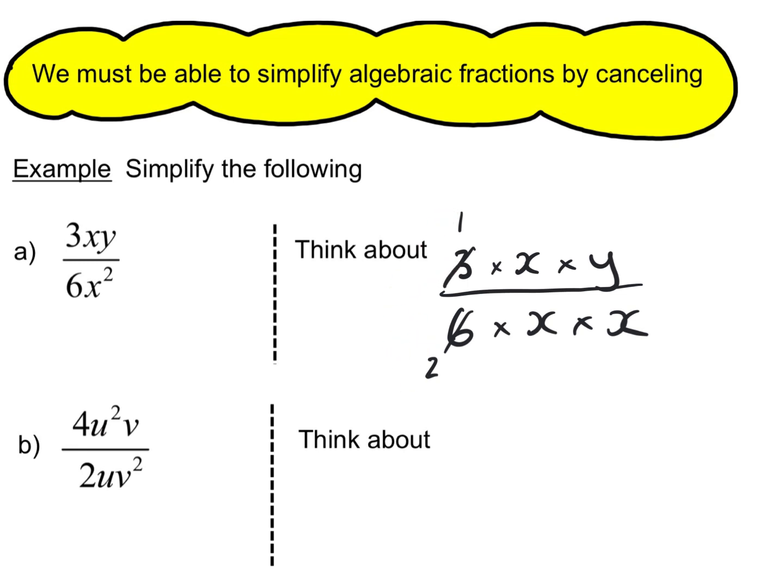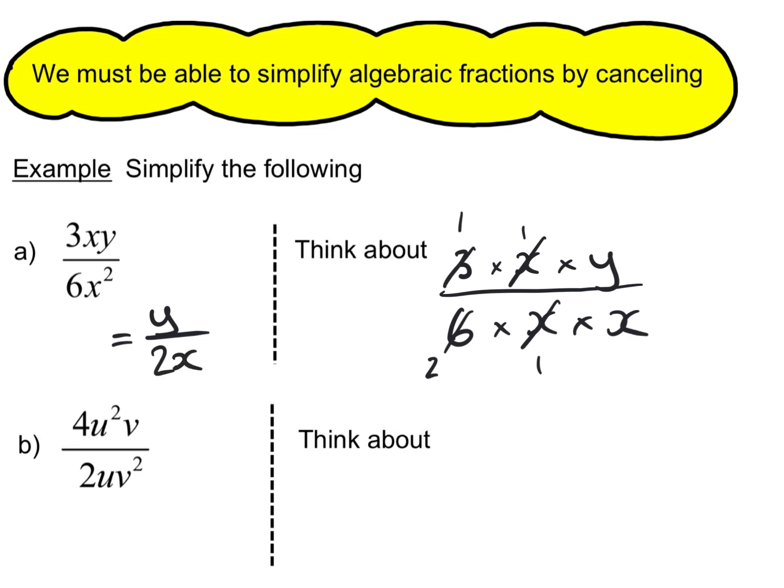And then we can start to cancel here. That and that will cancel because we've got an x and an x, and it will leave behind little 1s. Over here, I've got a y and an x, which aren't the same, so I can't cancel. So what I'm left with is 1 times y, which is equal to y at the top. And at the bottom, I've got 2 times 1 times x, which leaves me with just 2x at the bottom. And then that is fully simplified.